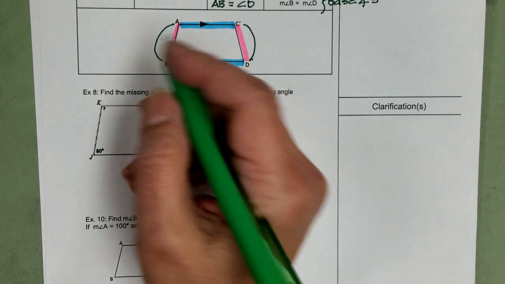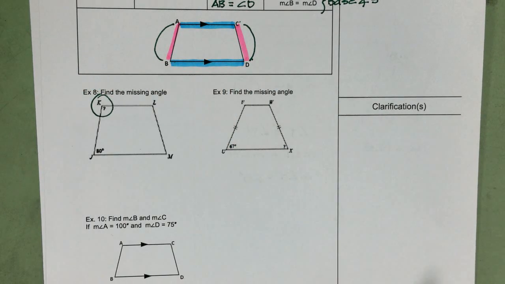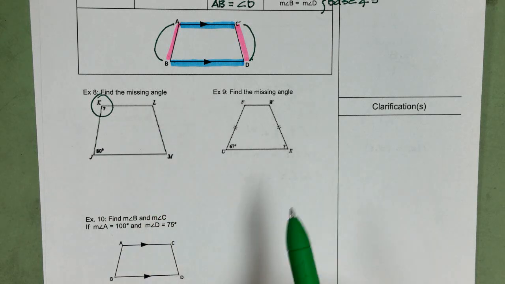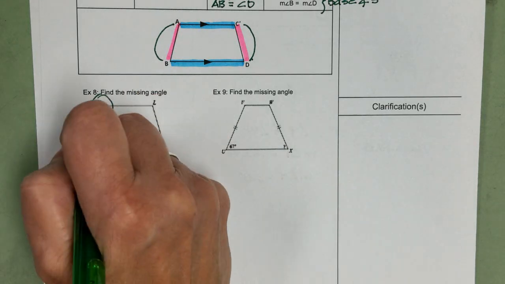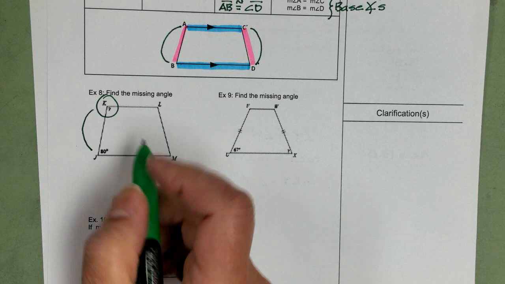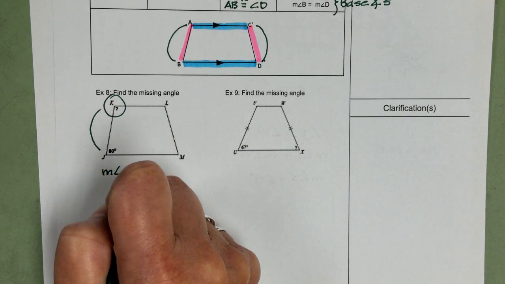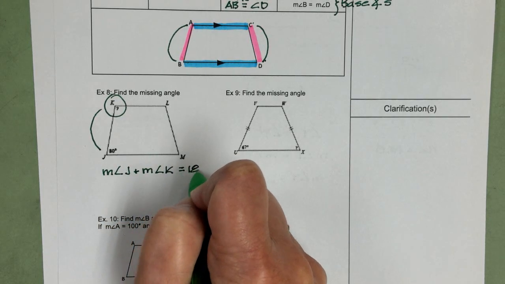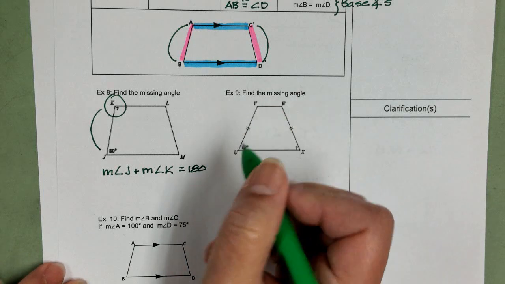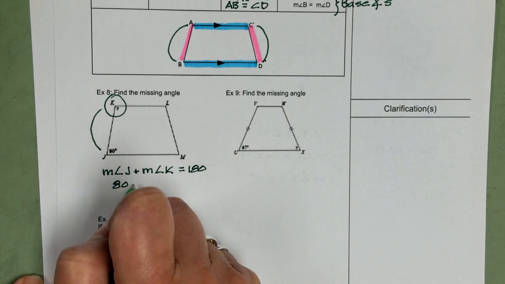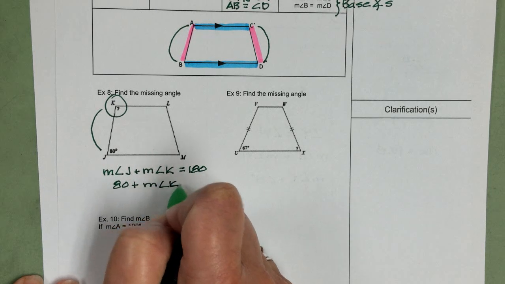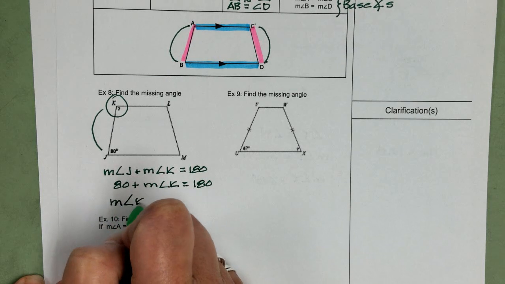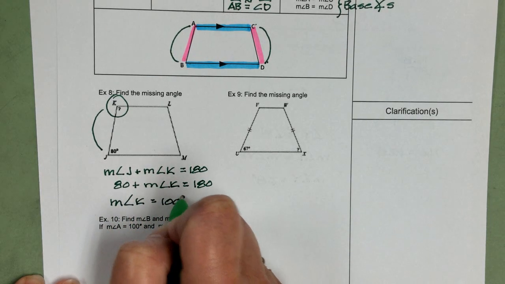Example 8, find the missing angles. So we're looking for angle K. This is not indicated to be an isosceles trapezoid. So what we know from the trapezoid, these are consecutive non-base angles. So the measure of angle J plus the measure of angle K equals 180. J is 80 degrees. So if we subtract 80 from both sides, the measure of angle K is 100 degrees.